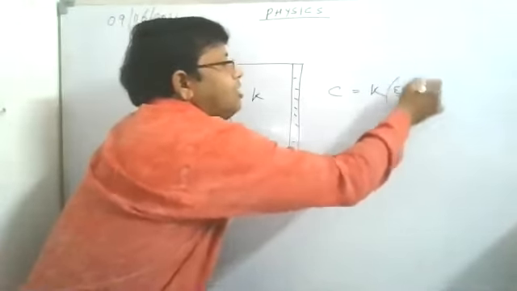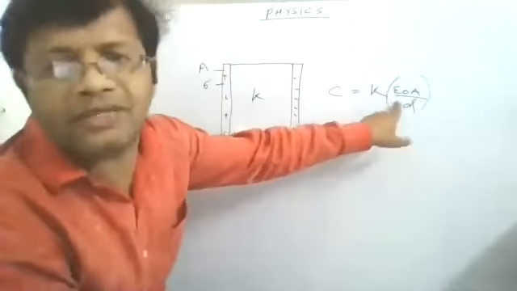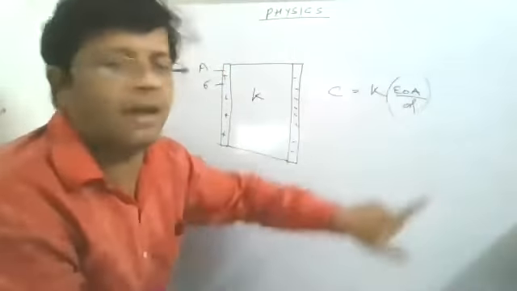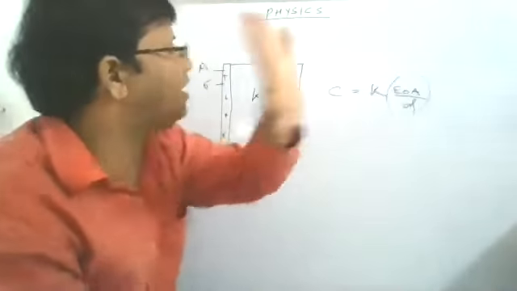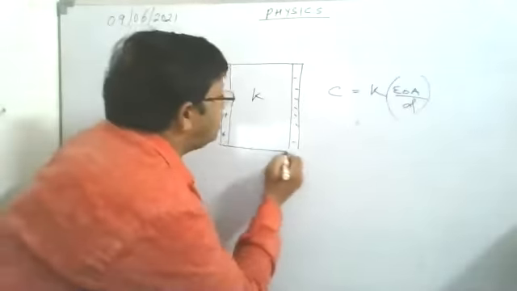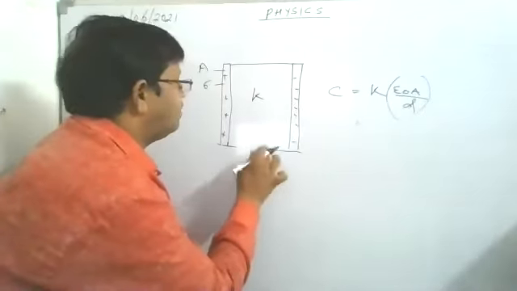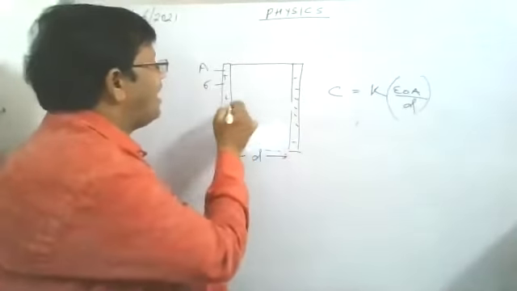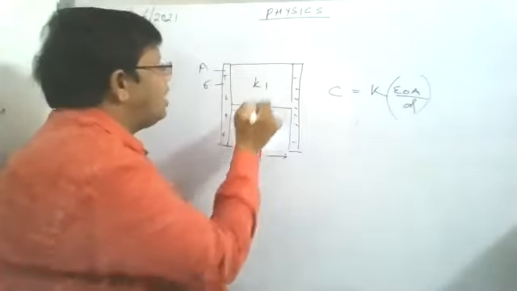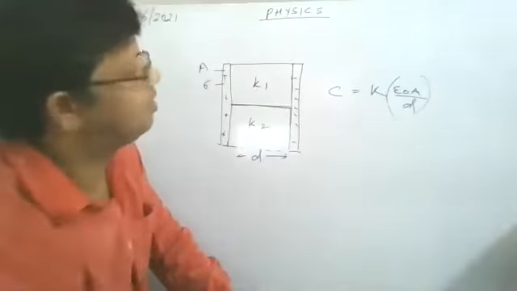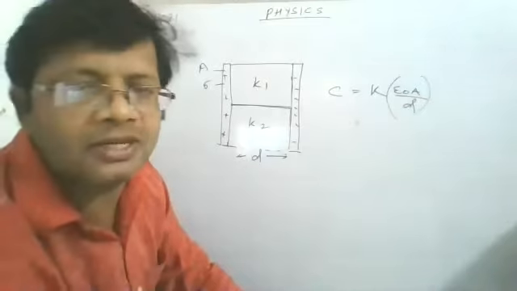Epsilon naught A by D is the capacitance of an air filled capacitor. If a dielectric is filled, the capacitance increases by K times: K epsilon naught A by D. Now we fill two dielectrics. The separation between the plates is D. We fill two dielectrics like this, K1 and K2, equally between the two plates. Tell me, what is the equivalent capacitance in this case?